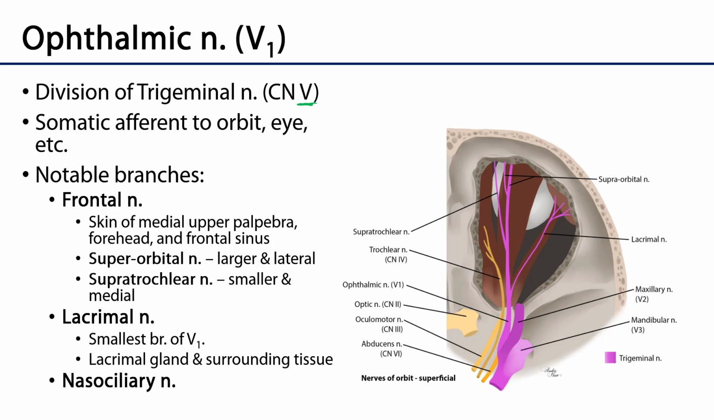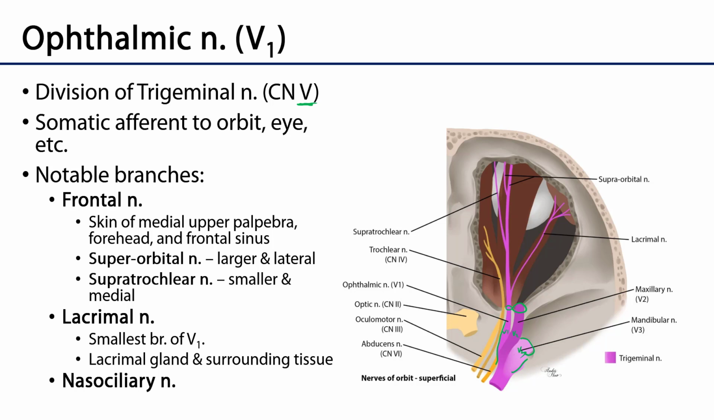Now there are several notable branches here. This illustration is of the superior orbit. And so we can see the trigeminal nerve here, and that's V1, V2, and V3. V1 travels with cranial nerves 3, 4, and 6 through that superior orbital fissure. V2 goes through foramen rotundum, and V3 travels through foramen ovale.